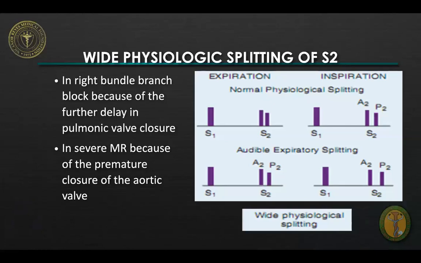Some patients may present with wide physiologic splitting. This can be seen in right bundle branch block because of the further delay in pulmonic valve closure, or in severe mitral regurgitation. This is because of the premature closure of the aortic valve. Again, please look at the diagram.